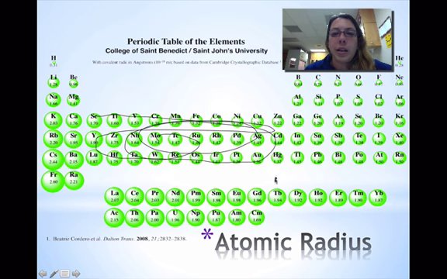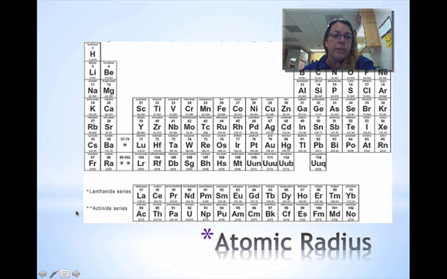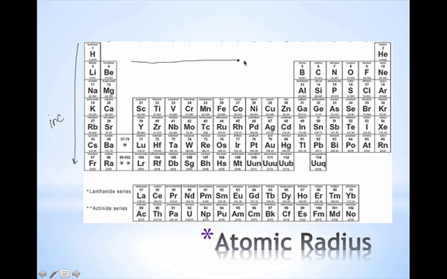Now you are going to be able to find exceptions. That's just how it is. But in general, the trend we're looking at is that it gets bigger as it goes down and it gets smaller as it goes across. So let's flip over to that periodic table that you have that's blank, and we're going to add some arrows here. So as we go down like this, we said that it increases, it gets bigger. And then as we go across this way, it's going to decrease.